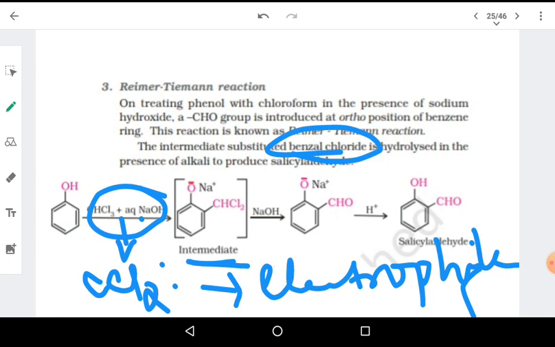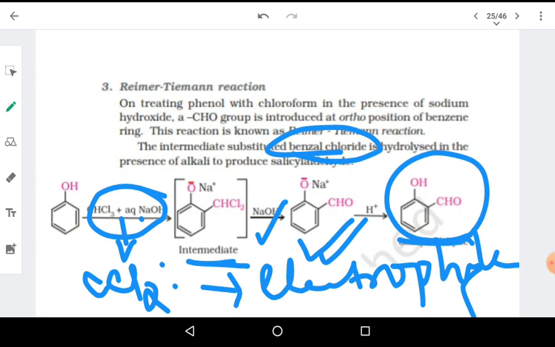This benzal chloride is now treated with NaOH. So we will be getting this compound over here. And finally we have to treat it with any of the acids. So we will be getting salicyl aldehyde. We are getting salicyl aldehyde over here. Okay. So this is known as Reimer-Tiemann reaction. They will give the reaction directly and they will ask us to identify the reaction. So this is very important. Named reactions are very, very important.